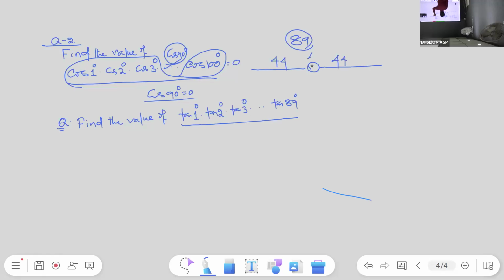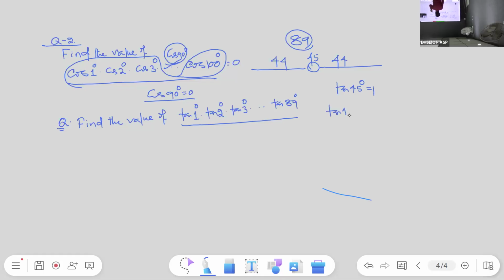So 45th term is the middle term. So the middle term is tan 45 degree. You know the value of tan 45 degree is equal to 1. Again, after leaving the middle term, we will multiply the equidistant terms from the beginning and end. The beginning's first term is tan 1 degree.